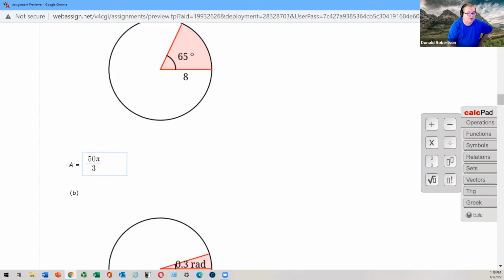On the other hand, you will get questions where you need to give the answer to 2 decimal places, something like that. If this question was, give me the area of the sector correct to 2 decimal places, what I would do instead is simply type 50 pi divided by 3.